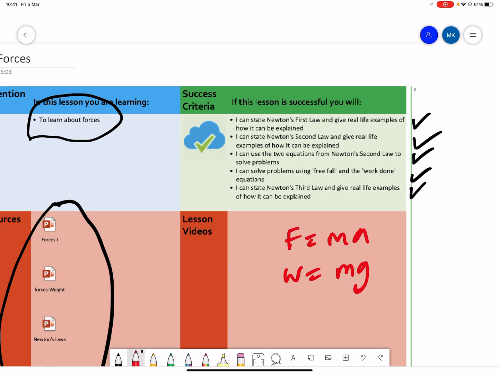Solve problems using free fall and work done. E = W equals FD, so we did an example of that. And I can state Newton's third law and give real life examples. We also did that. Okay, now you're ready to move on to tutorial questions and then past paper questions.